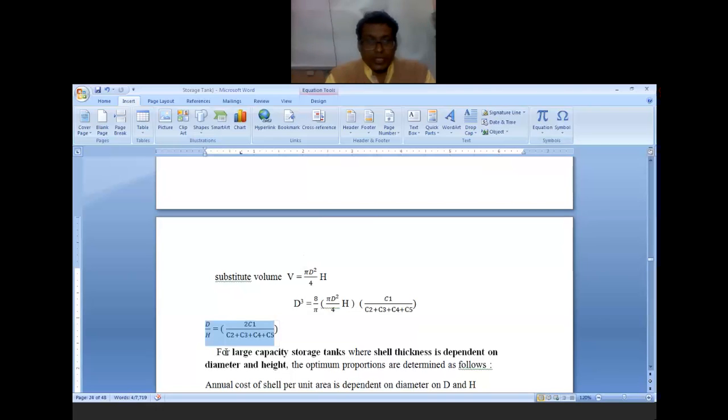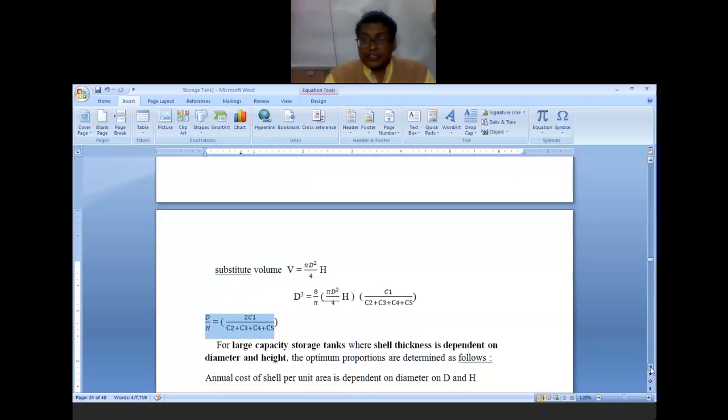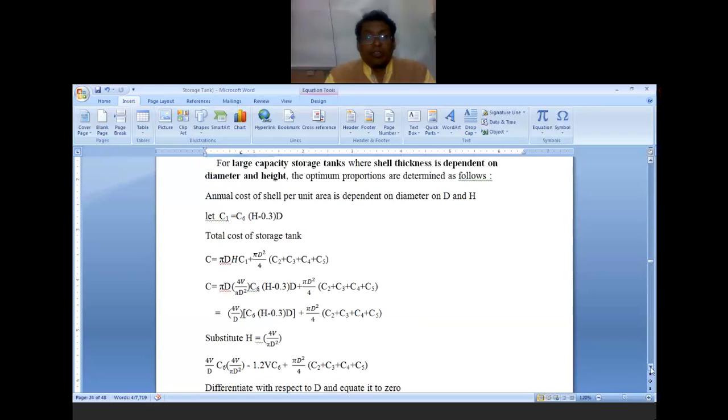This derivation is for the small capacity storage tank where the shell thickness is independent of diameter and the height. Now the second part, for large storage tanks where the shell thickness is dependent on the diameter and the height. So again, this is the cost of a shell. The cost of a shell is C1, which is going to be affected. So this C1 will become equal to C6 into (H minus 0.3) into D. So the annual cost of a shell per unit area is dependent on the diameter and the height. So we have incorporated the height and the diameter in this cost of a shell.